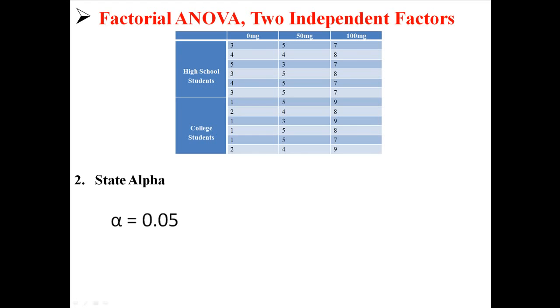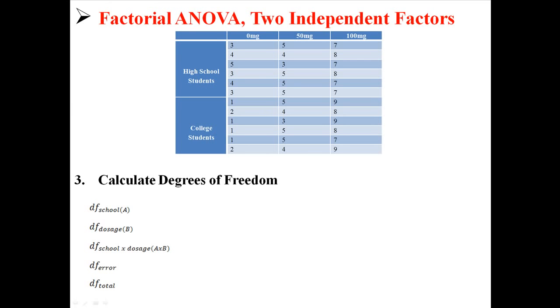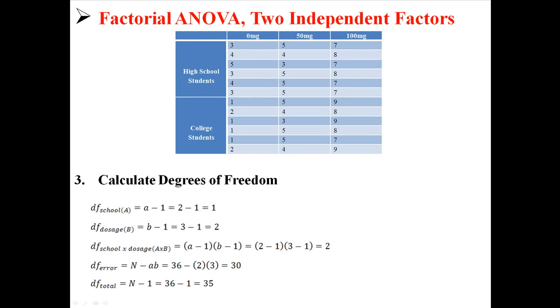Next, we're going to state our alpha, which, as I said, is 0.05. It's pretty much always 0.05. Next, we're going to calculate the degrees of freedom. Now we're going to have 5 different degrees of freedom to calculate here. One for school, one for dosage, one for the interaction, one for the error, and one for total. And we're going to be using these equations right here.